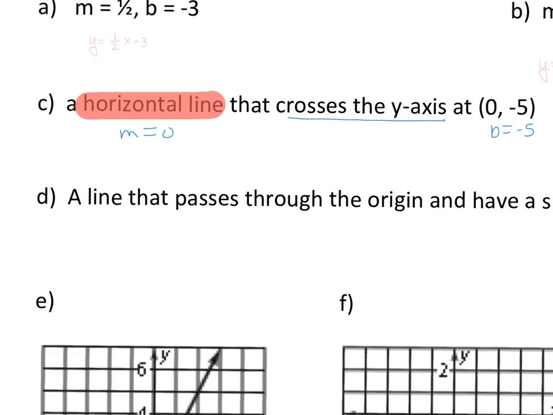Okay, so now when you write your equation, y equals 0x minus 5, or if you really want to, you can just say y equals -5, because the 0x won't change the value at all. So I don't care if you write that or not. But either one of these answers would work.